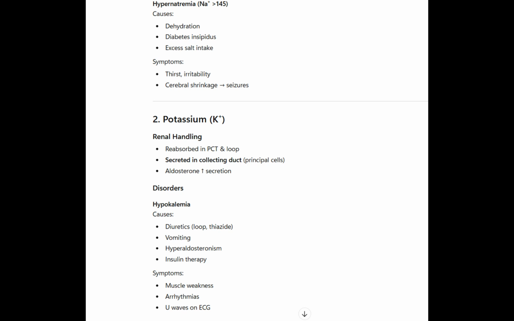Hypokalemia results from loop and thiazide diuretics, vomiting, insulin therapy, or hyperaldosteronism. Symptoms include muscle weakness, fatigue, cramps, and life-threatening arrhythmias. On ECG, it shows U waves, flattened T waves, and prolonged QT.